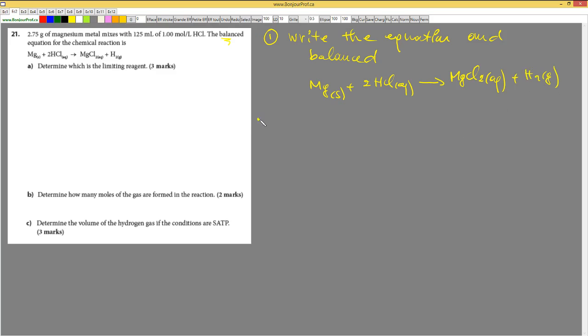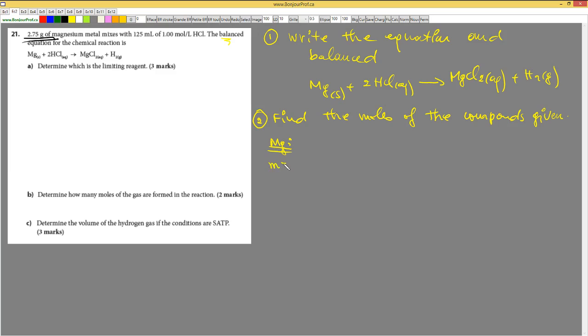Okay, so now the second step: you have to find the moles for the data that they are given for the reactants, or the compounds given. Find the moles of compounds given. So what they are giving me first, I'm going to read again. 2.75 grams of magnesium. So they're giving me the magnesium, but giving me its mass. So I'm going to write it here: magnesium, Mg.